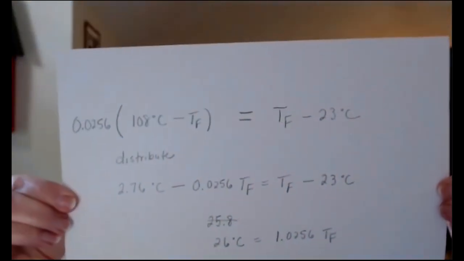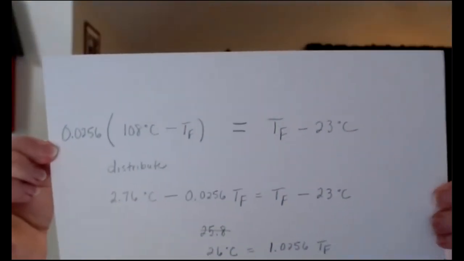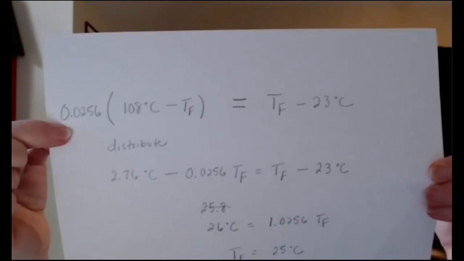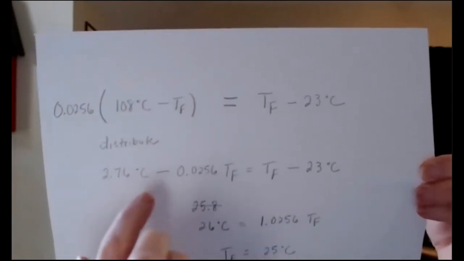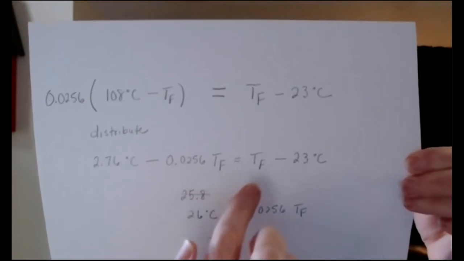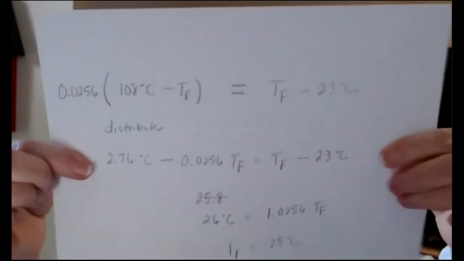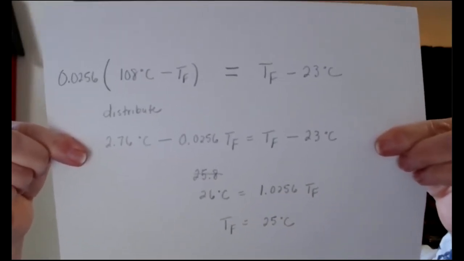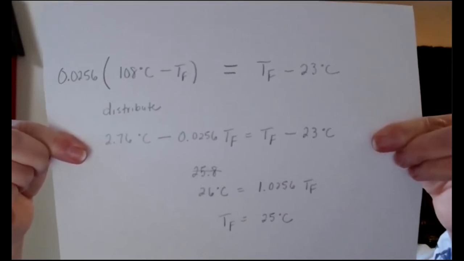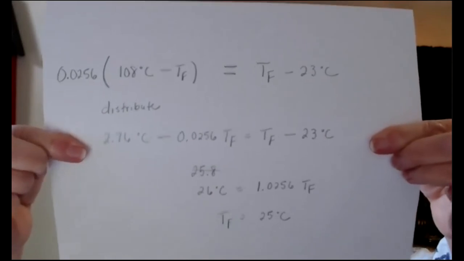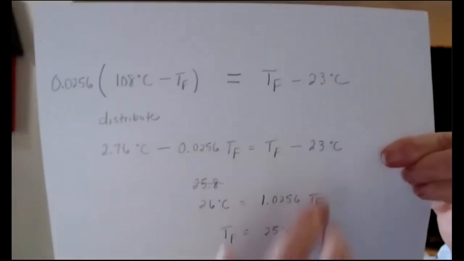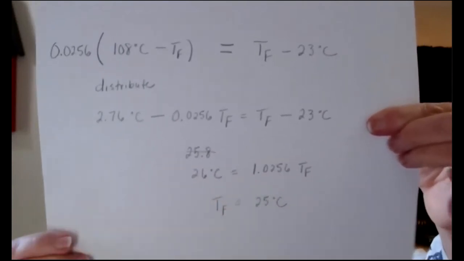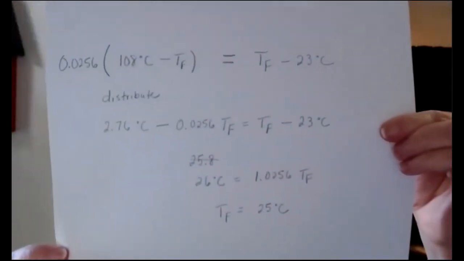I distributed, or I'm going to. So I'm going to say this tiny number times 108, I get my number. This tiny number times minus TF, I get my number, equal TF minus 23. Now, from this step down, you're just putting your Celsius on one side, by adding 23 to both sides. And then you put your TFs on one side, so I'm going to add this number to both sides. And my final step is I'm going to divide both sides by that 1.0256.